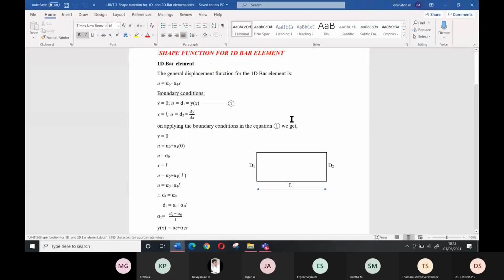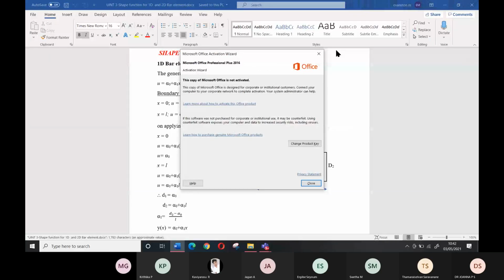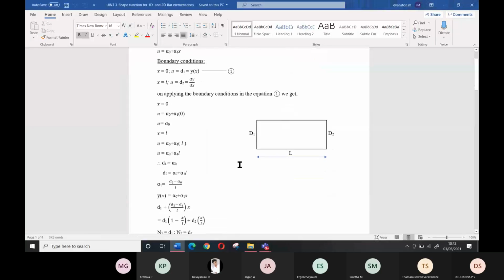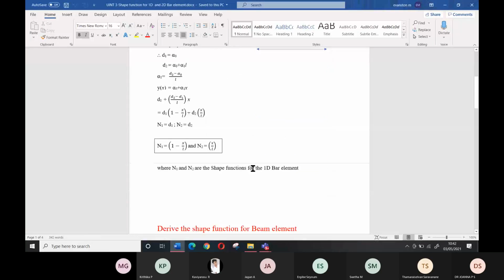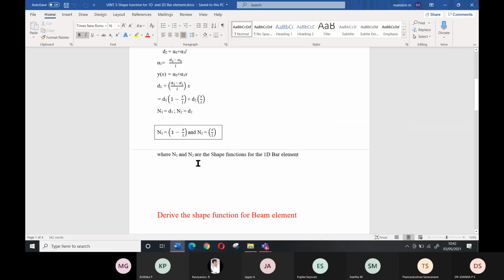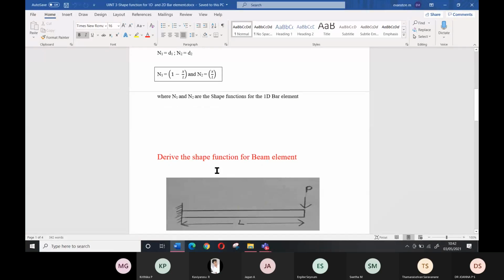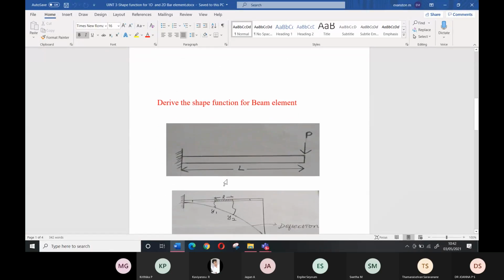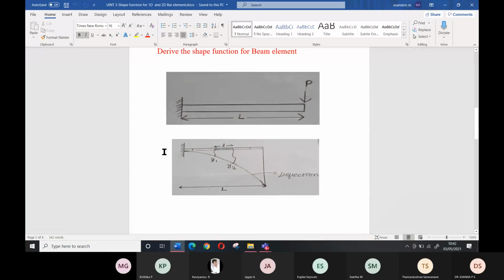So this is the shape function for the bar element. You should know the bar element, and this also I have uploaded. This is what I have taught you now. Then this is the shape function for the beam element. Any one of the questions you can get, the shape function for the beam element or the bar element. So this is a big question. Whatever you have done in the assignment and class test, if you study the part C question it will be sufficient.